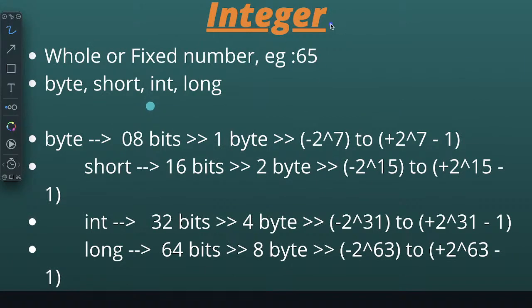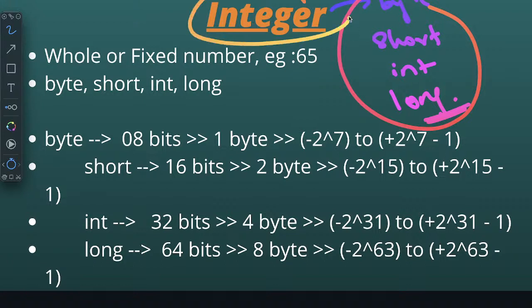Okay, so in integer, as I have mentioned, I have put the byte, short, int and long. I hope this is clear to everyone. So now first, the reason why I have put these 4 into the same kind.